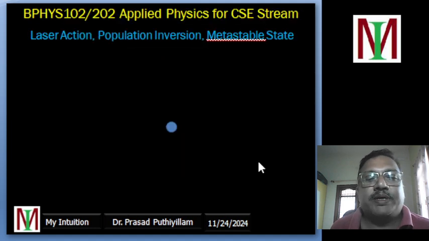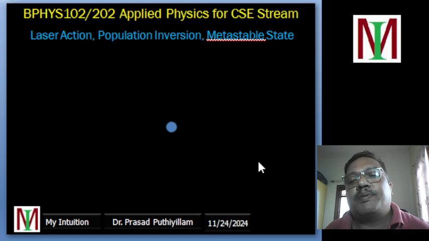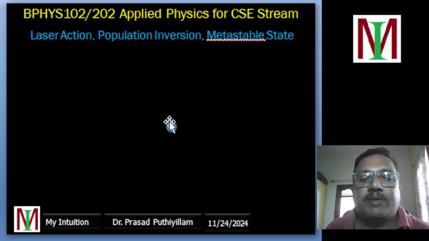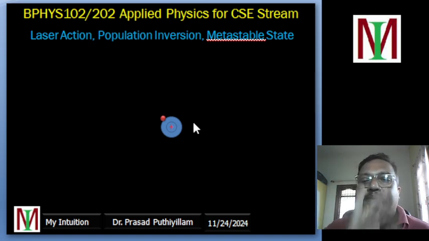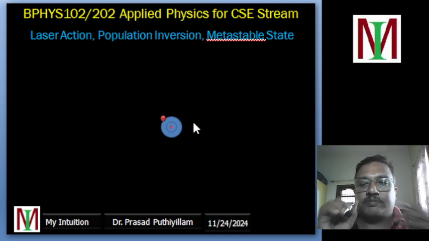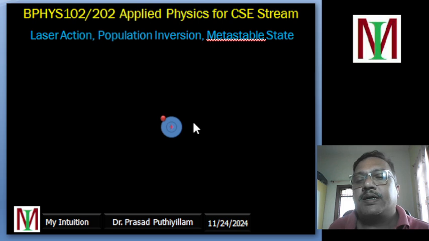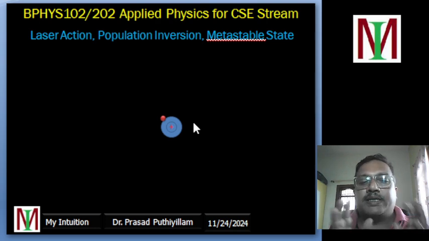Moving to laser action, population inversion and metastable state. To explain that, I'm considering the core of an atom. The core of an atom always has a positive charge, represented with the positive charge. And there are electrons in a spherical arrangement, rotating around the positive charge at the center of the atom. Surrounding that, negatively charged electrons are revolving and they are in a stable state.